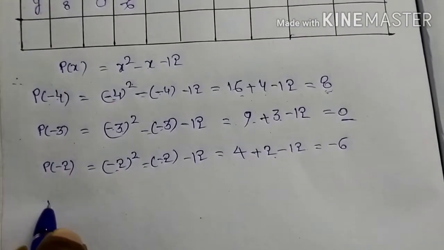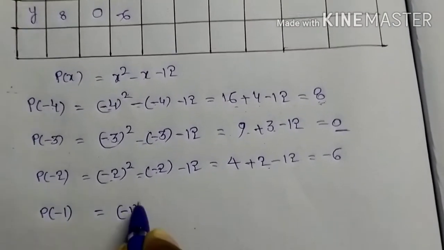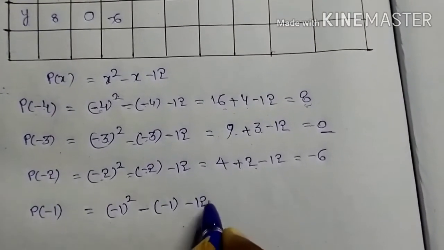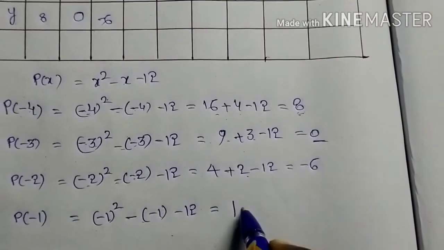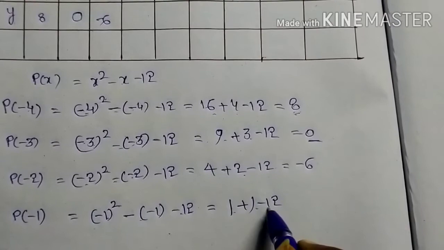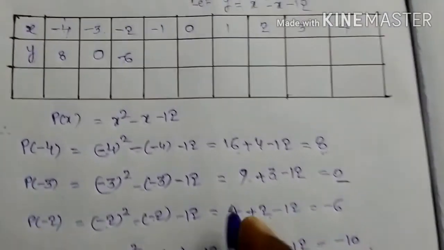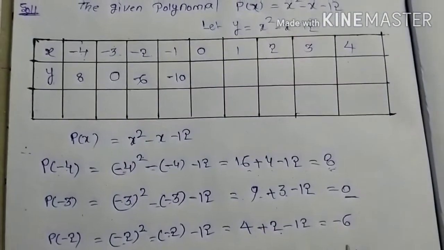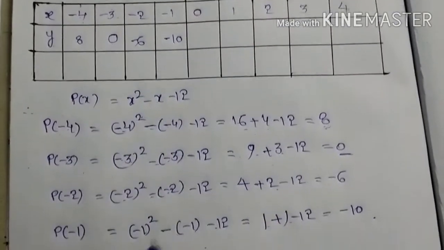In the similar way, next one you can find minus 1. That means p of minus 1. P of minus 1 is equal to minus 1 whole square minus of minus 1 minus 12. Minus 1 whole square is 1 only. Minus into minus plus 1, minus 12. 1 plus 1 is 2. 2 minus 12 is minus 10 only. Yes, you can write minus 10. That means you need to find all the values of y corresponding to x.